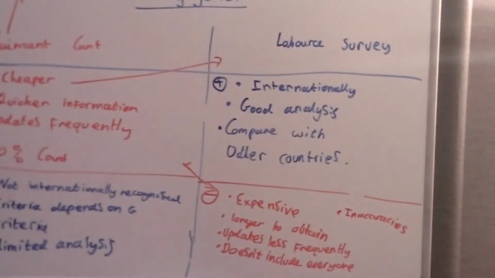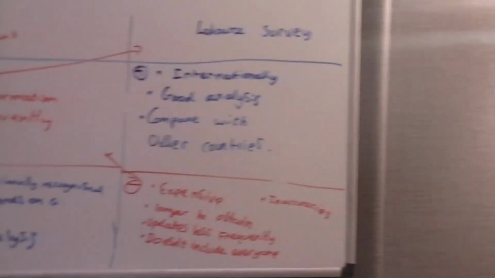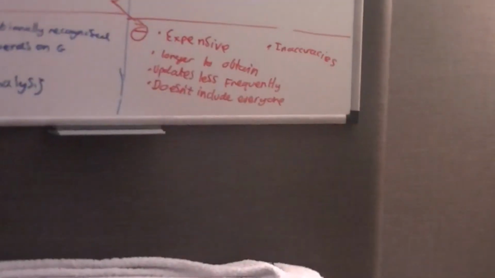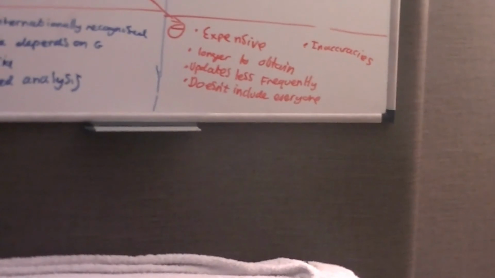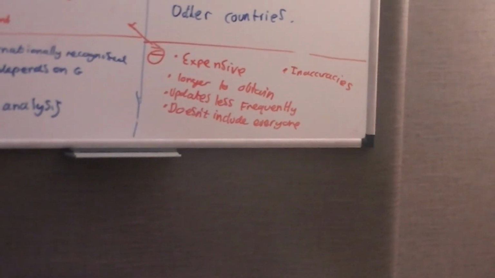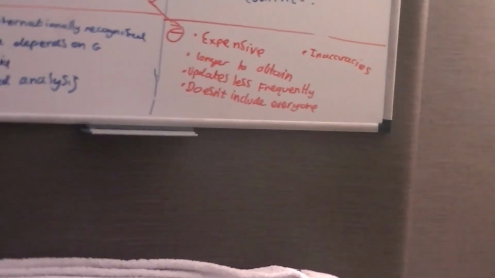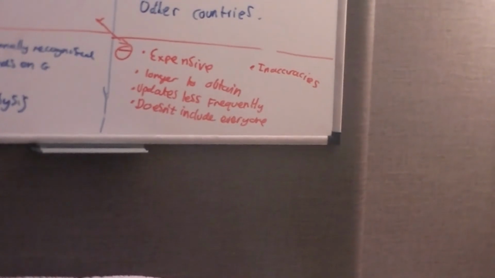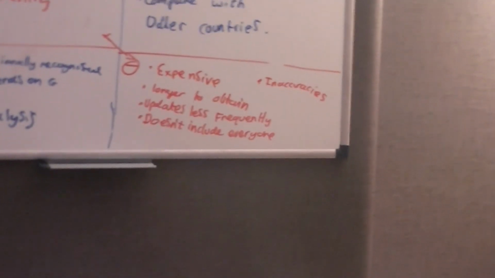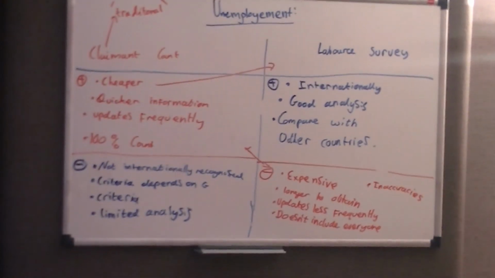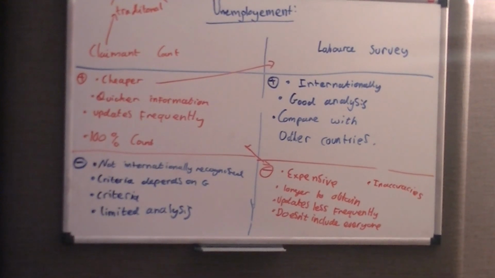But we can turn this on its head for the advantages of the labour force survey. So it is internationally recognised, you can compare it with other countries, and there's good analysis. However, the labour force survey is quite expensive, it doesn't update as frequently, and there may be some inaccuracies in the report, such as people not declaring income, etc., for tax or legal reasons. So that is the basis of unemployment.